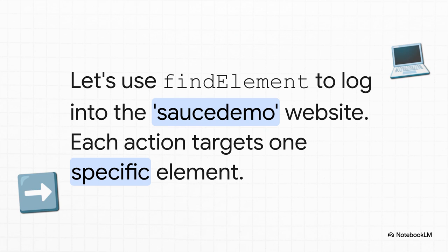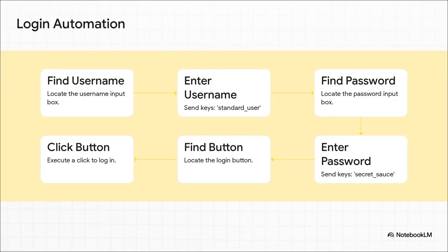Okay, let's make this super practical. We're going to automate a login on the famous Sauce Demo website. This is a classic scenario where every single action is aimed at one specific, unique element on the page. It's the perfect job for find element. And check this out. It's a perfect step-by-step process. We use find element to grab the username field, and then we send it our text. We use find element again to grab the password field, send some more text. And then, one last time, we use find element to locate that one and only login button and click. Each step is a precise, singular action.